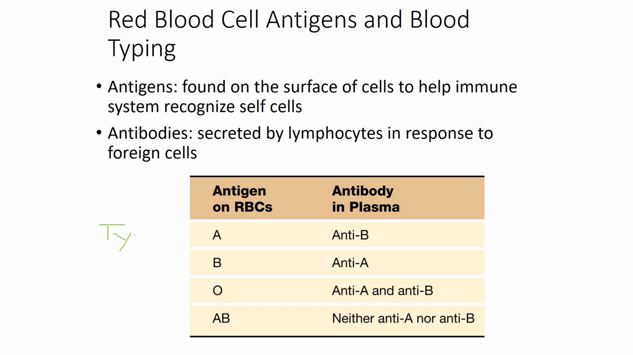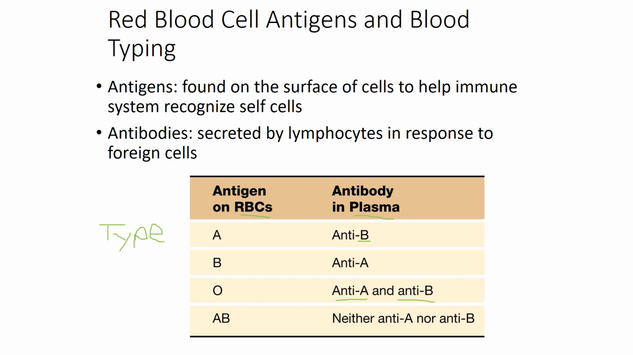On type A, we have A antigens on the surface of the red blood cells, and the antibodies it has are anti-B. Then type B blood is going to have B antigens, and it will have anti-A antibodies. Type O blood has no antigens, so there's no such thing as a type O antigen, rather it lacks type A or type B. It has both anti-A and anti-B antibodies. Type AB blood has both A and B on the surface of the red blood cell, but it does not have any antibodies found within the plasma.